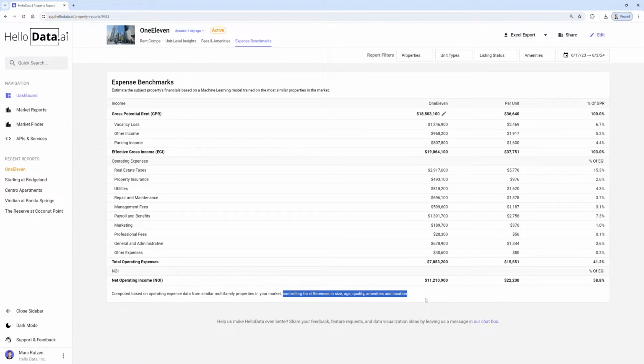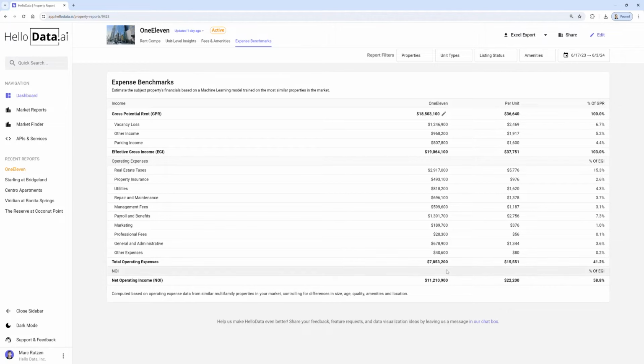We actually get to under 10% median error nationwide in predicting NOI with this model. So it gives you a very quick sense if you're putting your business plan together for a property and it's a market where maybe you don't have a ton of data. This will give you a good sense of how that property should be able to perform based on the operations of similar assets.